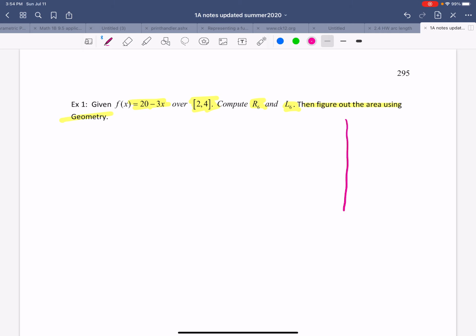I'm going to go ahead and draw the curve really quick. 20 minus 3x is going to be a line with a negative slope. We're only looking from 2 to 4, and it's going to be something like this. That's just my rough estimate. And I want to use R6 and L6. That means I want to divide this into 6 rectangles.